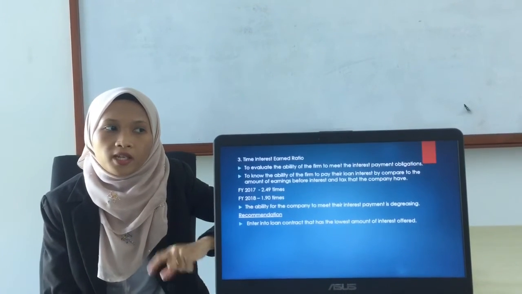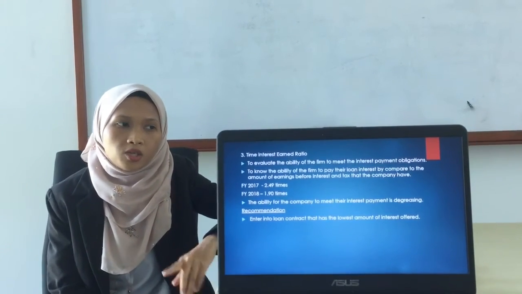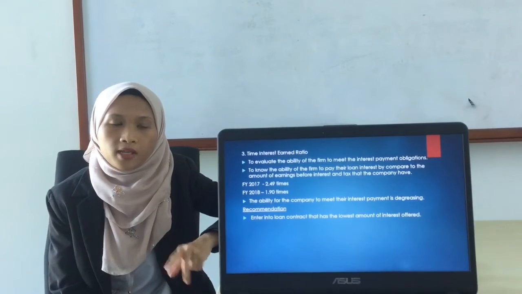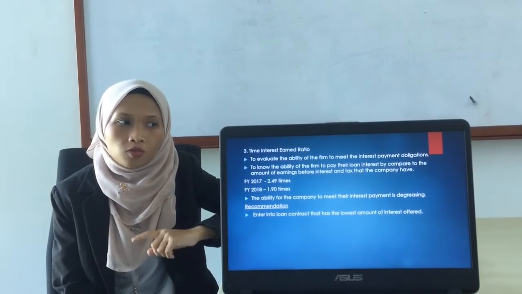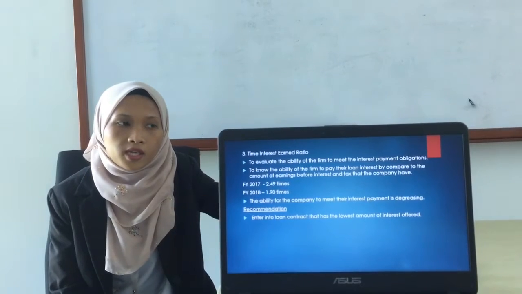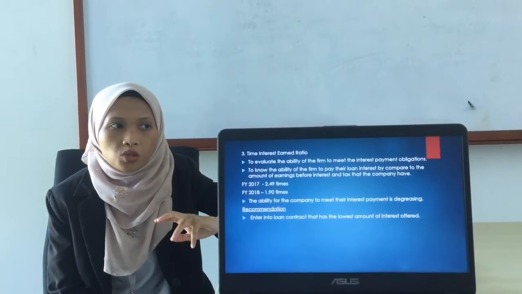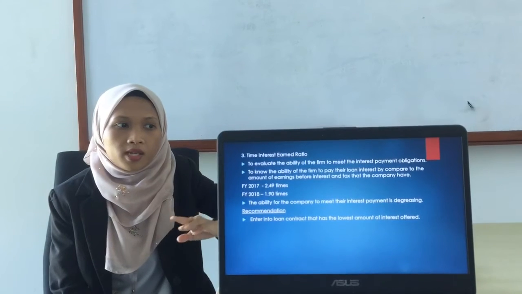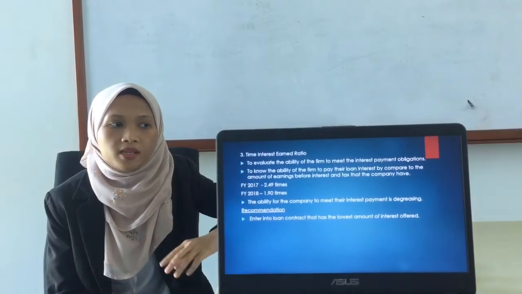Okay, so for financial year 2017, the ratio is 2.49 times, but in financial year 2018, the ratio is 1.90 times. So as you can see, the times interest earned ratio is slightly decreasing. That means that the ability of the company to meet their interest payment is decreasing.